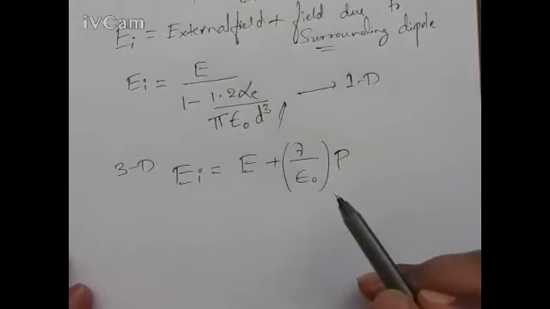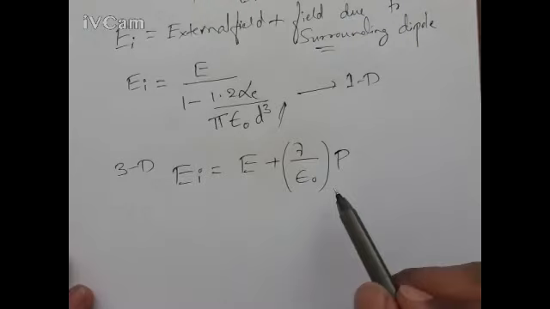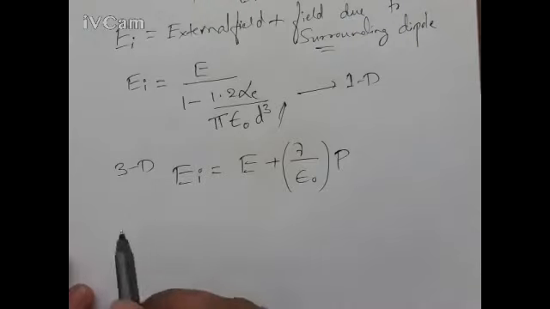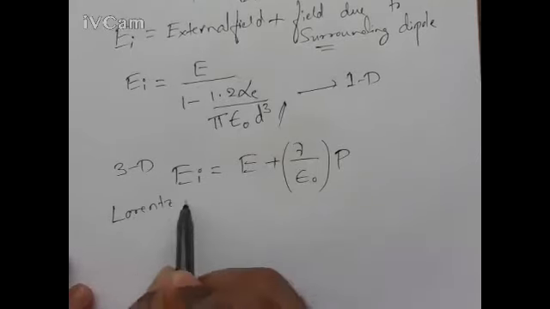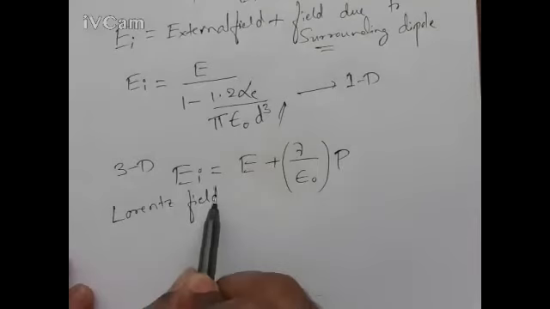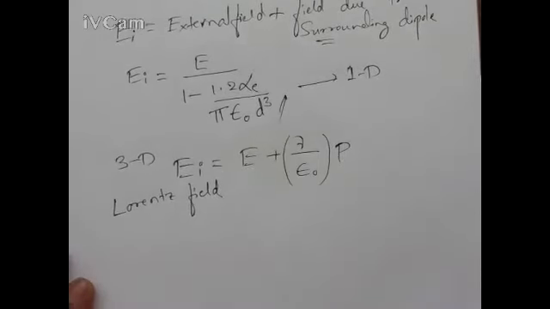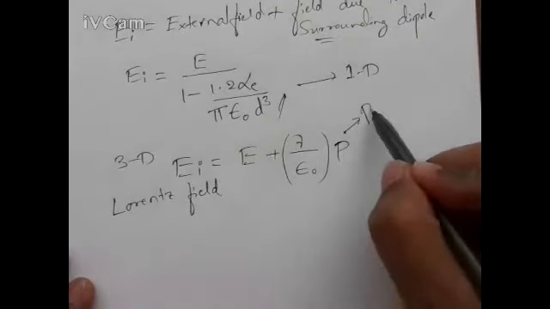Till now I considered only a single line, that is the array. Now I consider the bulk material. This is the equation for that, and it is also called the Lorentz field. In the bulk material, it is called the Lorentz field, where P is polarization.